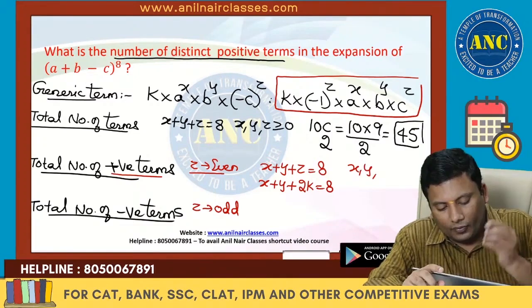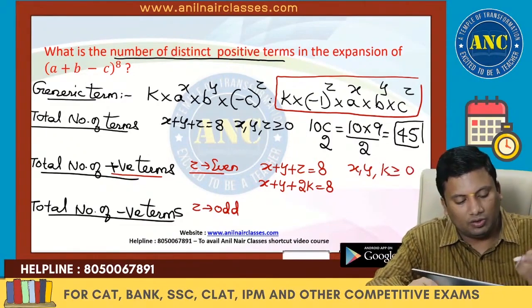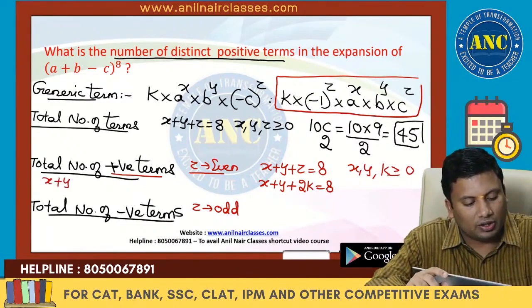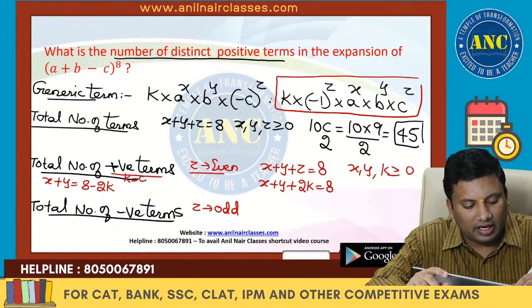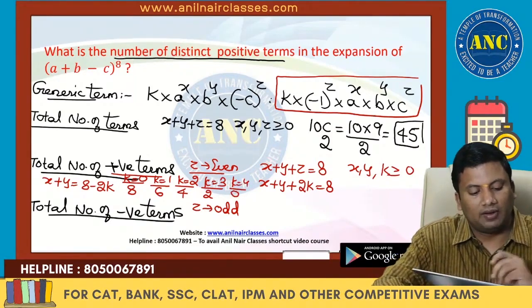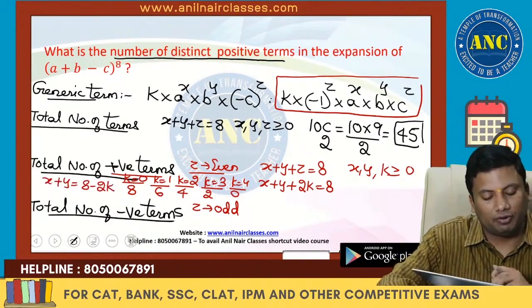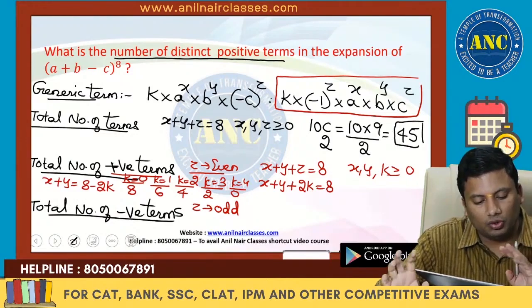x, y and k are all greater than or equal to 0. So x plus y equals 8 minus 2k. If k is 0, I will get 8. If k is 1, I will get 6. If k is 2, I will get 4. If k is 3, I will get 2. If k is 4, I will get 0. I hope you are all with me. The k value cannot be greater than 4, so k can be 0, 1, 2, 3, 4.